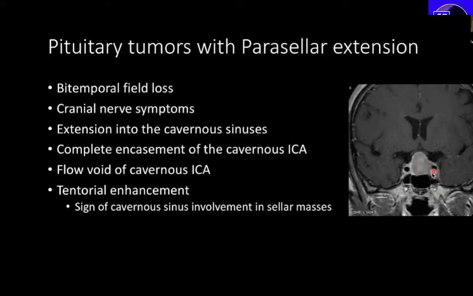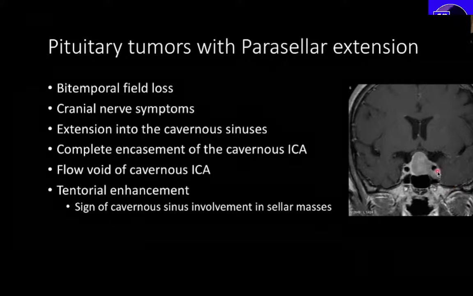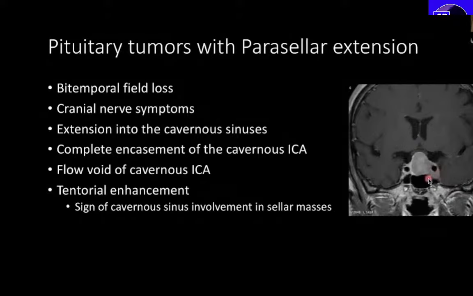Point to be noted, the flow void of the cavernous ICA is maintained, it is not compressed. Had it been a paracavernous meningioma or a paracavernous lymphoma or any other paracavernous mass, the ICA flow void would also have reduced in size because of the mass effect. But typically, because pituitary macroadenomas are not very hard lesions, they will encase the ICA, but the flow void will be well maintained. Another sign is the tentorial enhancement. Here we can see there is some slight enhancement of the tentorium, which is a sign of cavernous sinus involvement, very well seen on the actual images.